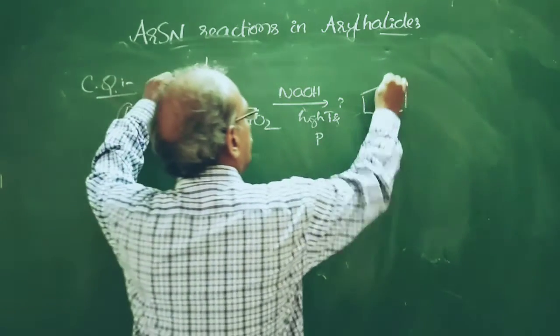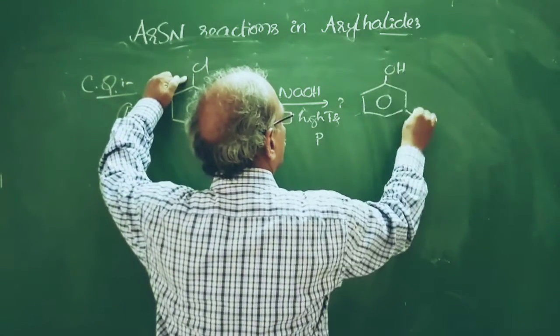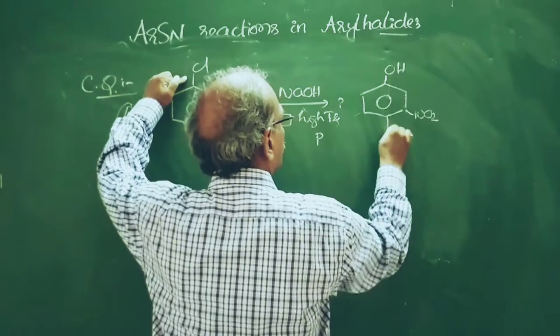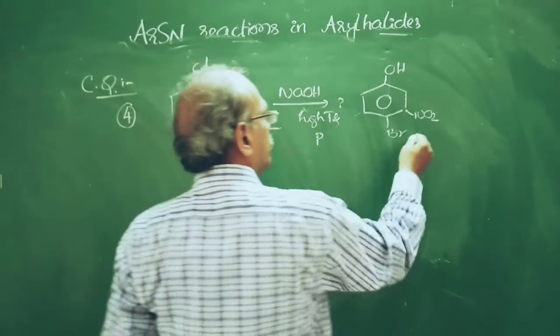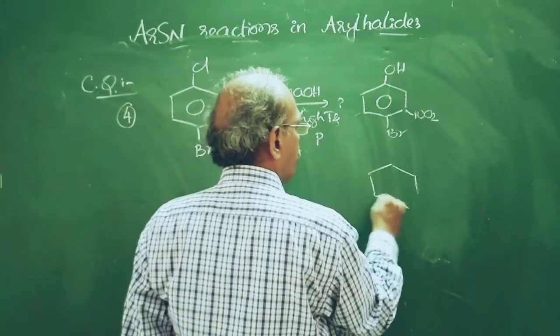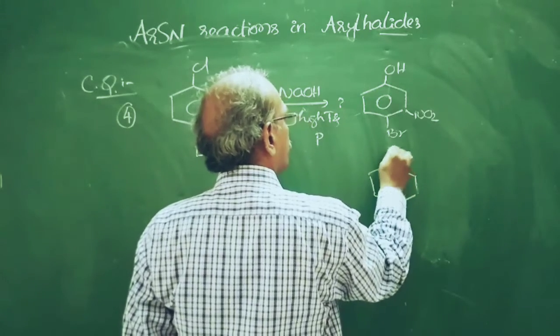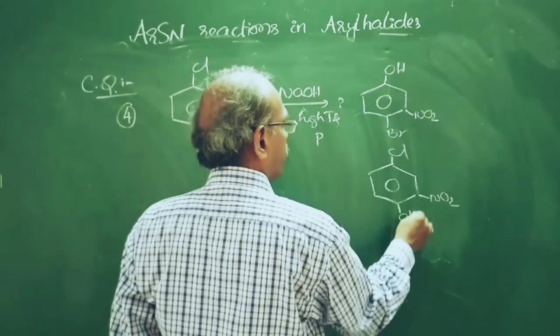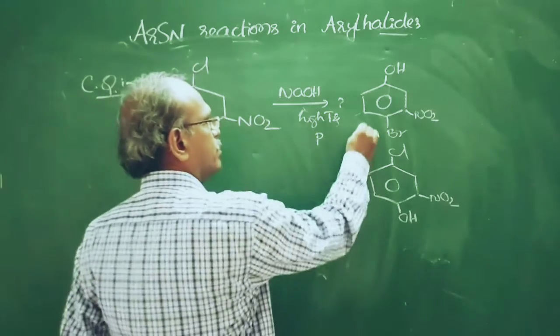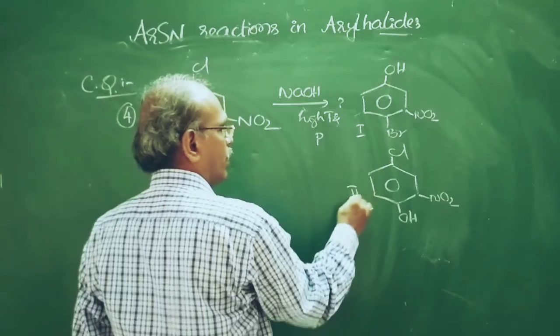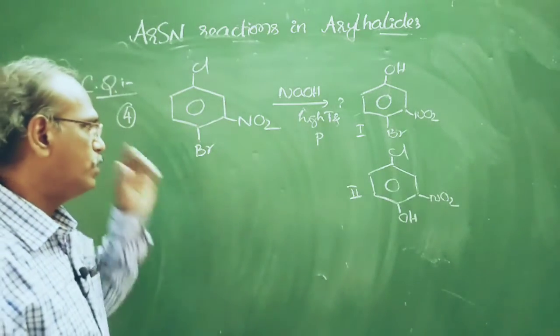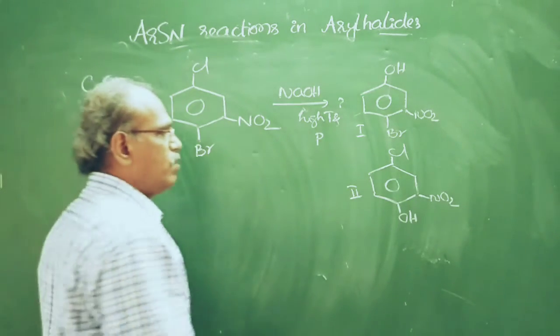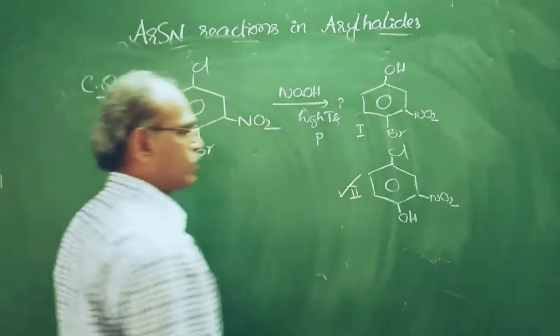The Cl may be replaced or Br may be replaced by nucleophile. Which is correct? Product 1 or product 2? See, here product 2 is correct.